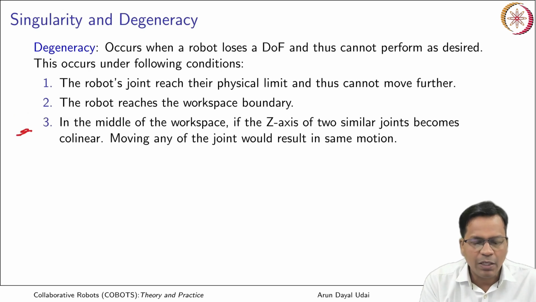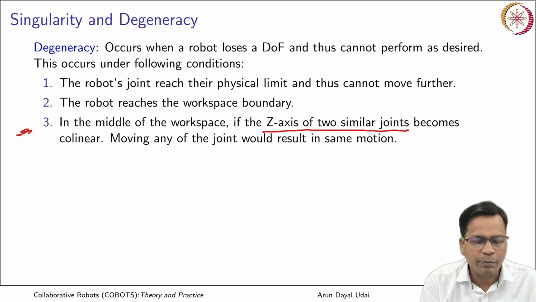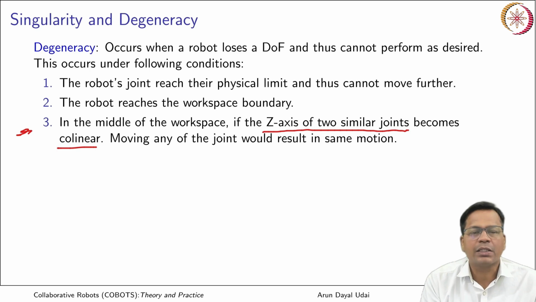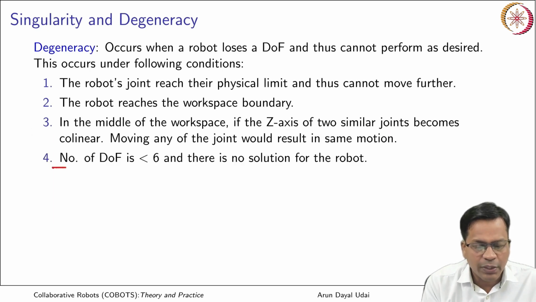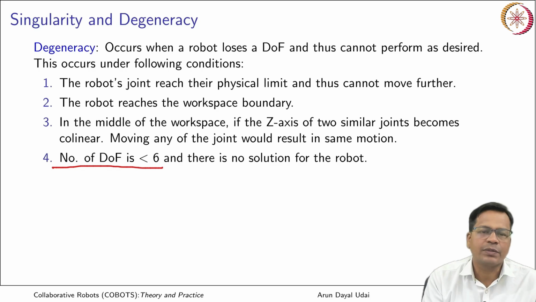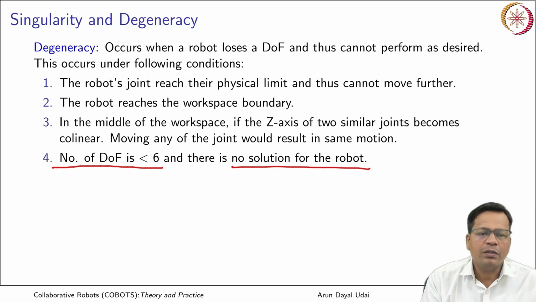Next one is in the middle of the workspace: if the z axes of two similar joints become collinear, moving any of the joints would result in the same motion. So that is again a degenerate case. If the degrees of freedom is less than 6, as in the case of the Scara robot, it cannot roll, it cannot pitch. So there is no solution for the robot along those directions. That is also a degenerate system.